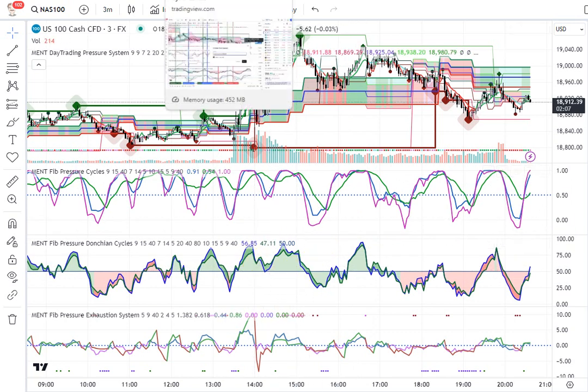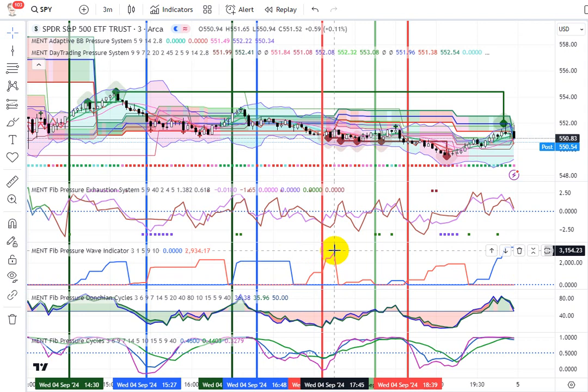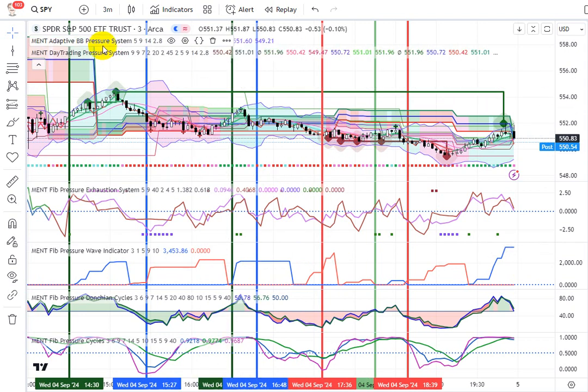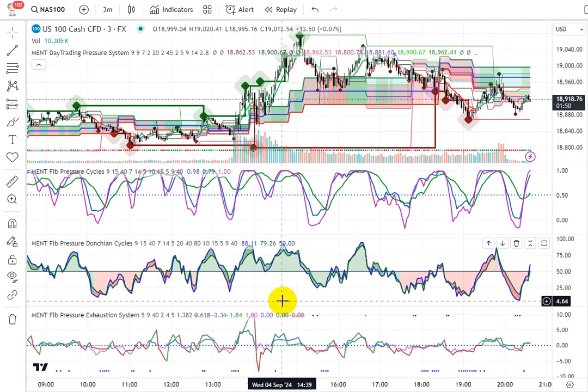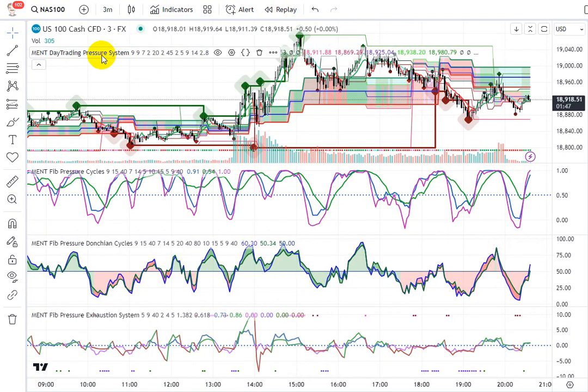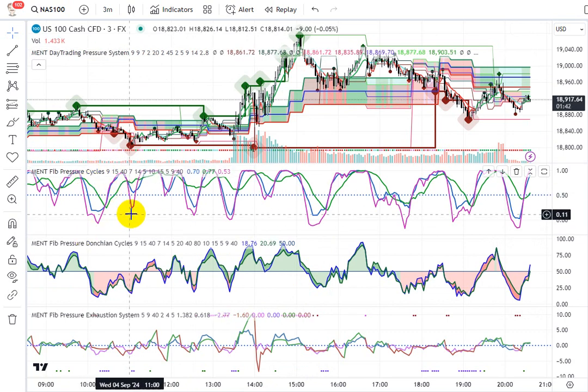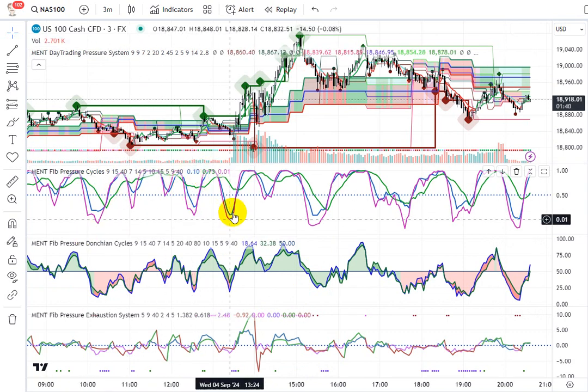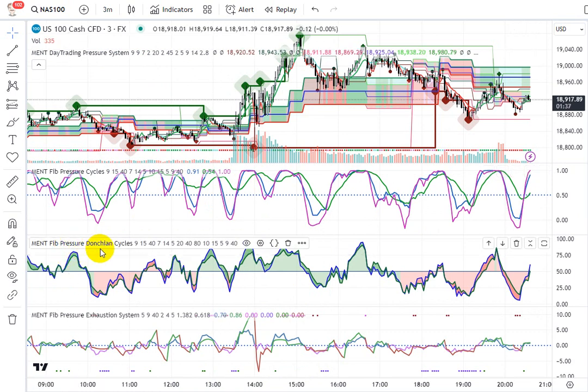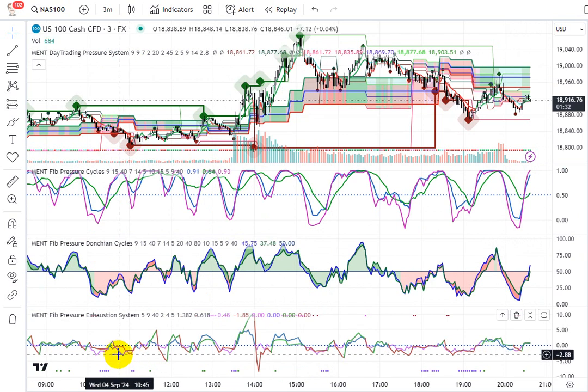So compared to the normal setup, which is this, using all the tools, the Bollinger Band pressure system, the day trading pressure system, the exhaustion system, the pressure wave system, the Donchian cycles, and the cycles wave system, we're now just sticking with four. We're using the pressure day trading system, the pressure cycles, because we want to learn how to take advantage of these rotating price cycles, the Donchian channel system for trending and pullback definition, and then the exhaustion system.